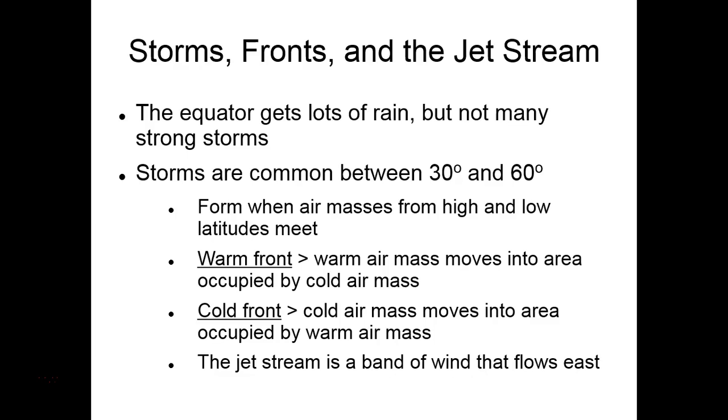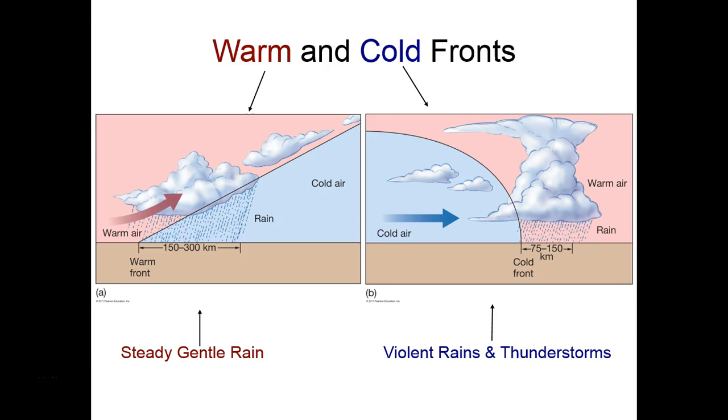The way that warm air is brought into areas of cold air and cold air is brought into areas of warm air is due to the meandering of something called the jet stream, which is a band of wind that flows just above the troposphere, I believe, and it flows towards the east, and it meanders so that it moves to the south and it moves to the north. And we actually have multiple jet streams that move along our planet.